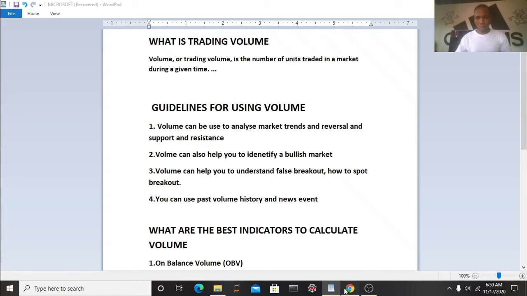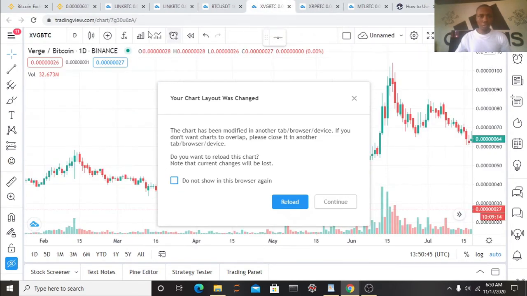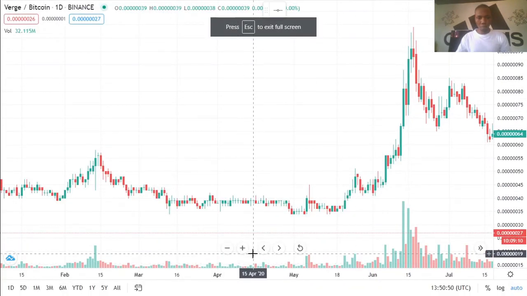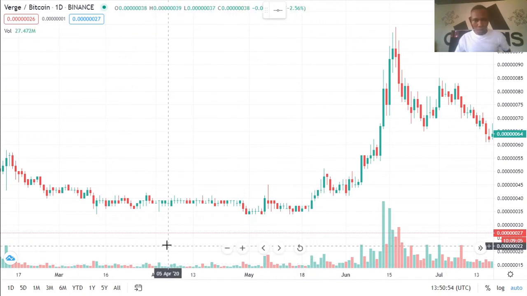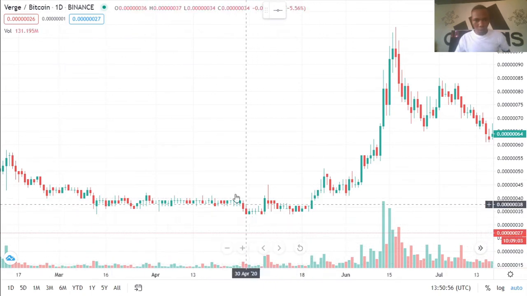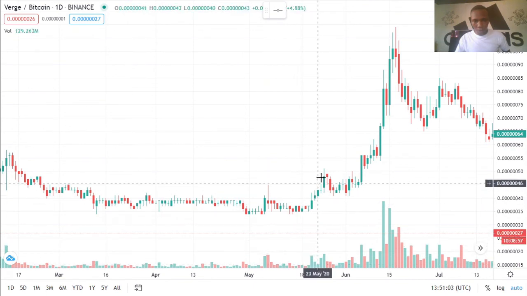Now let me show you guys an example of this. This is on TradingView. Now guys, look at what happened here. You can see that the market has been in a range over this spot here. And look at what happened now. You can see that from here, the volume increases and the price broke out from here. You can see what happened.